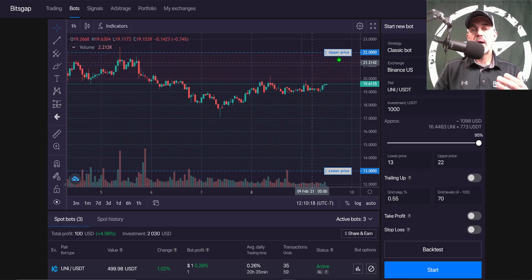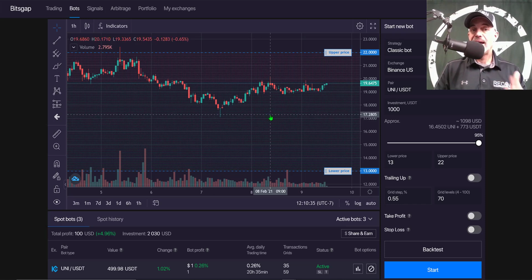Now, the way I determine my upper and lower price limit is based on support for my lower price and resistance for my upper price. Very basic technical analysis. This is something you ought to be able to do in order to deploy a bot. And if you can't, you probably really shouldn't be deploying a bot.